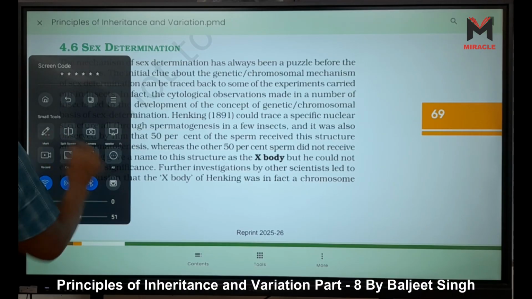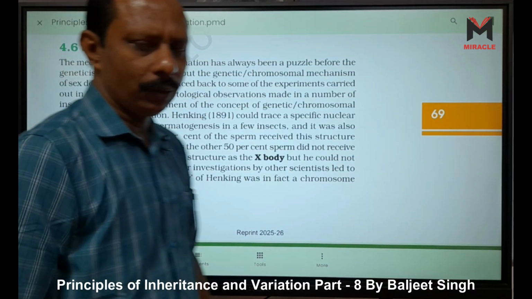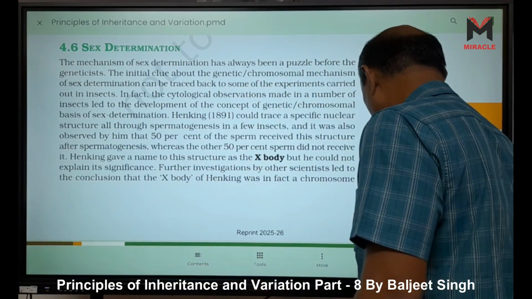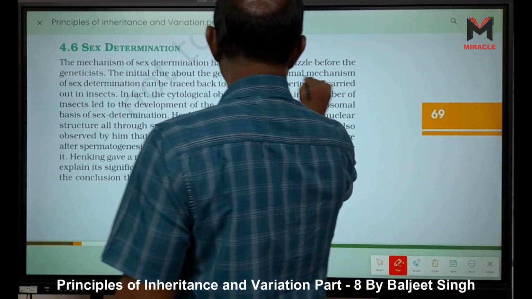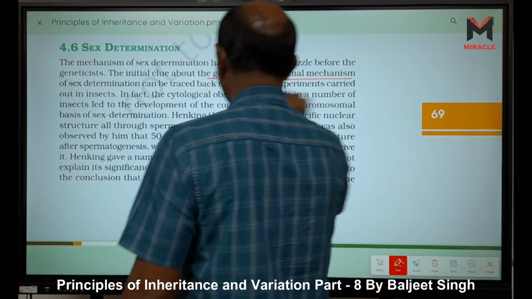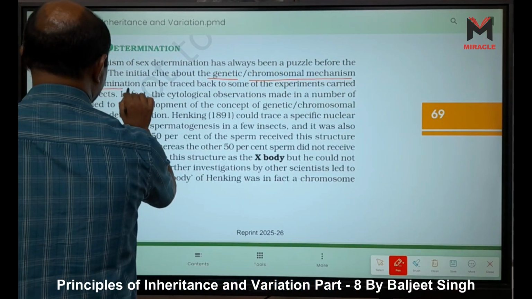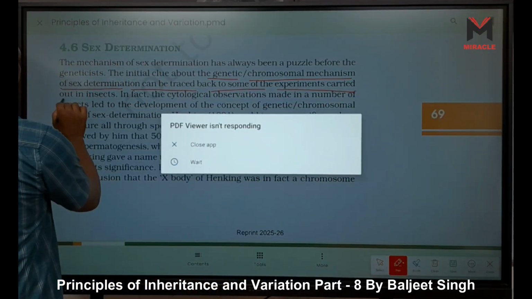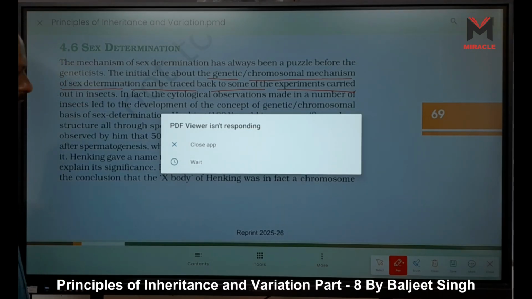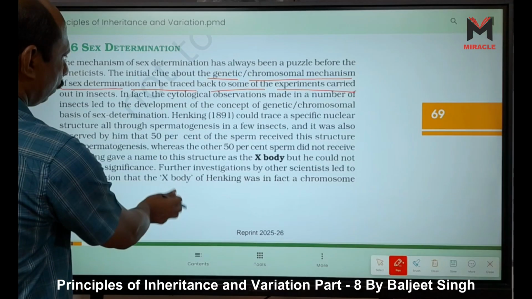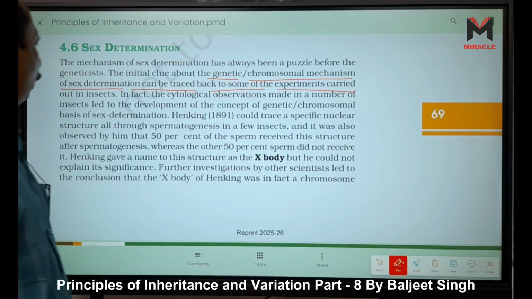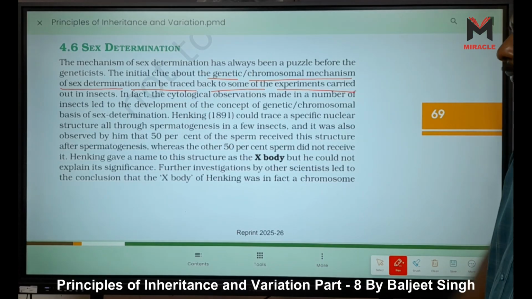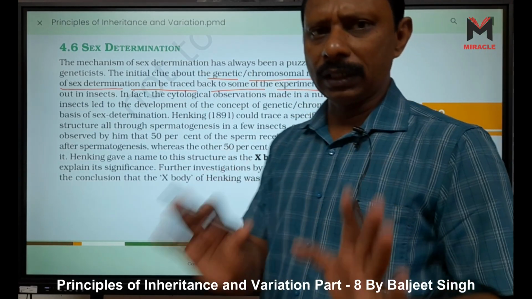Why in insects only? Why not other organisms? That is a question you can ask. You can see here, it is given that the genetic chromosomal mechanism of sex determination can be traced back to some of the experiments carried out in insects, right? In fact, why insects? Because in insects we can find different types of sex determination.